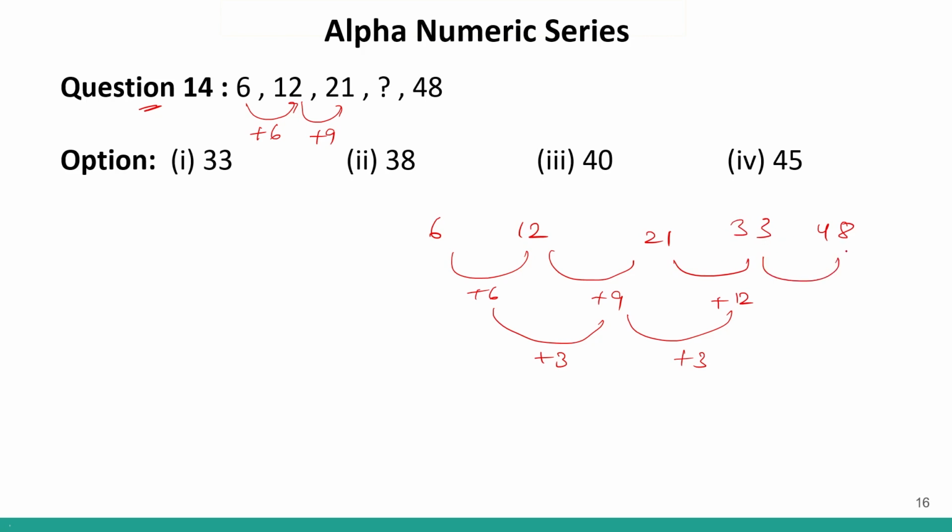Difference between 33 and 48 is 15, correct? Plus 12, then plus 15, and the difference over here is plus 3. So the missing term is 33. 33 logically follows 21 and precedes 48. So the answer will be option number 1, 33, right?